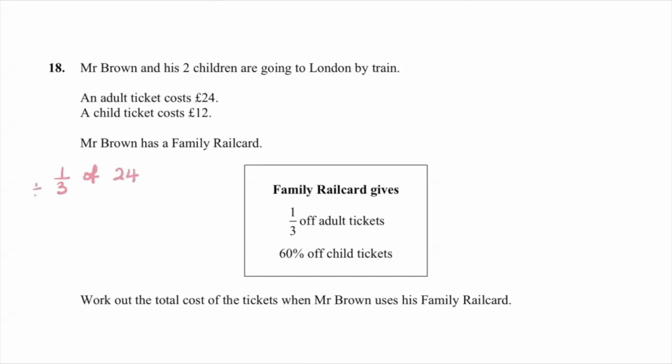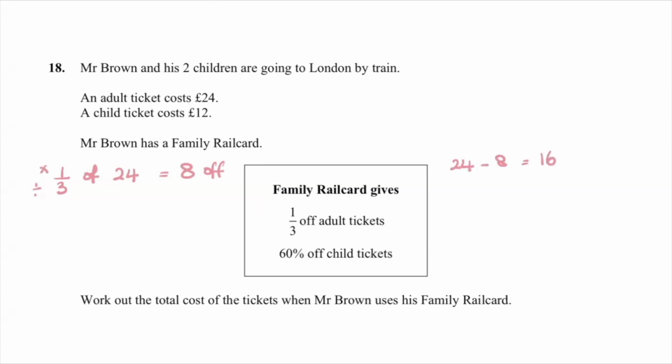So we divide by the bottom times by the top. 24 divided by 3 is 8. And times in by 1 isn't going to change that. So he's going to get £8 off. And I must remember that because a lot of students will think that they've just worked out what he's going to pay. So 24, take off the 8 is 16. So that's his adult ticket.